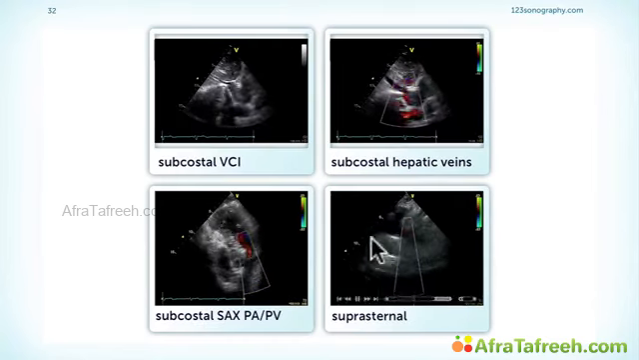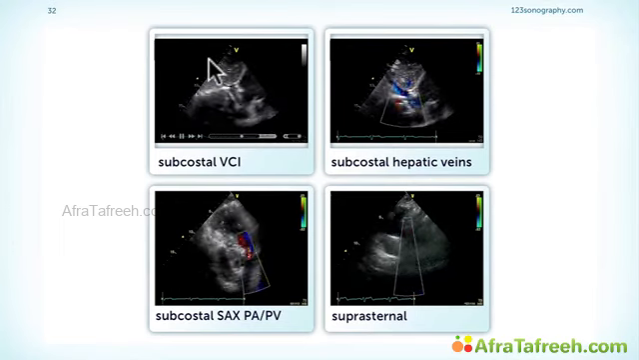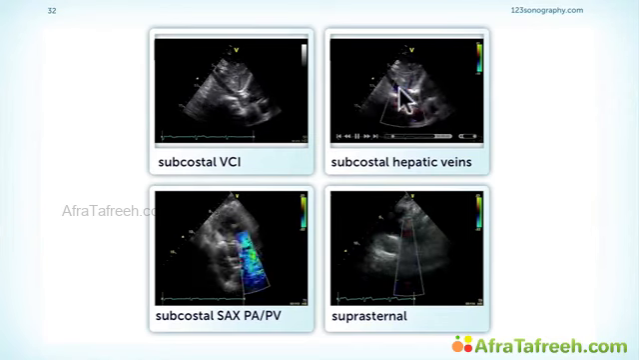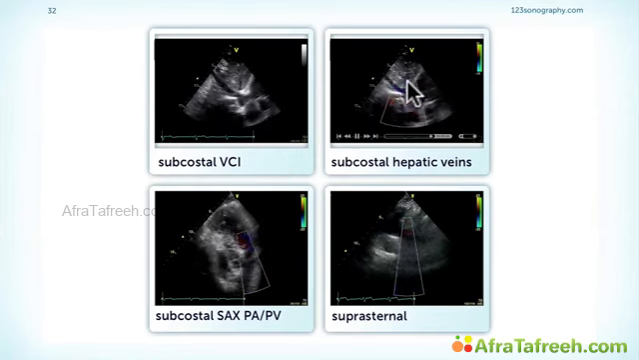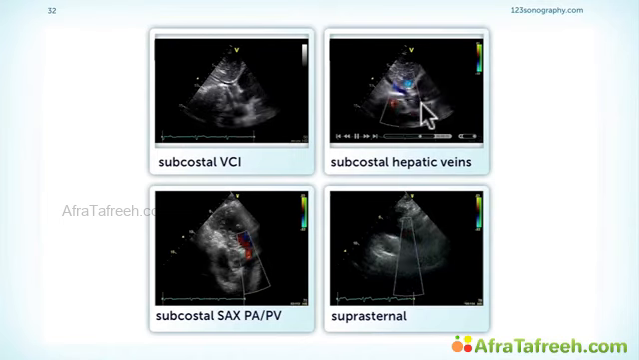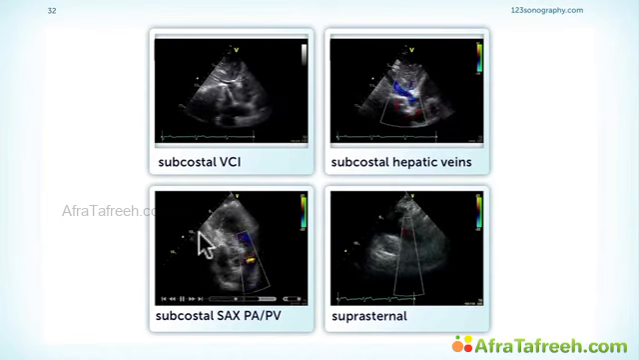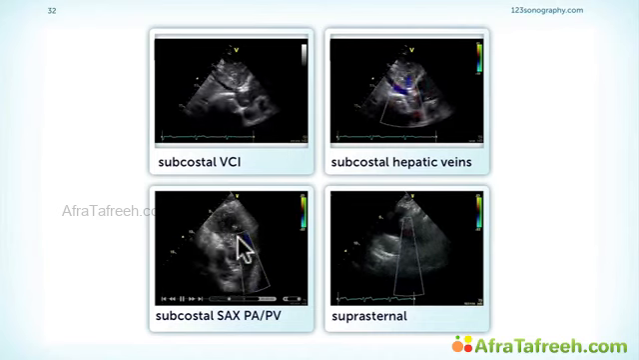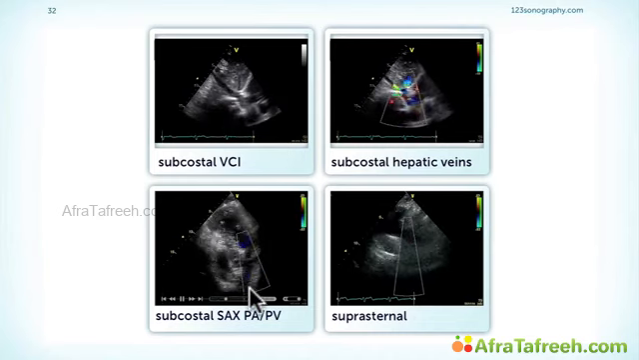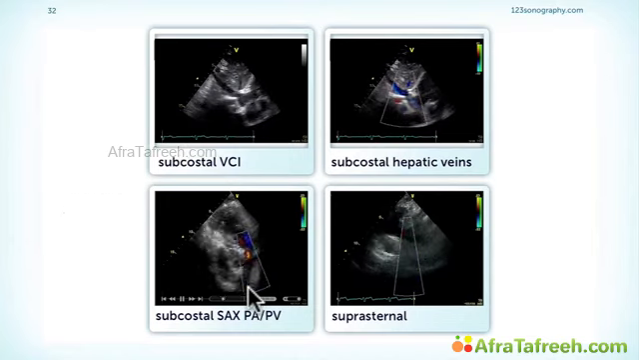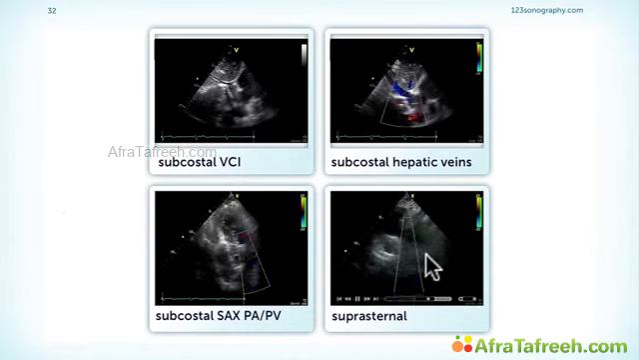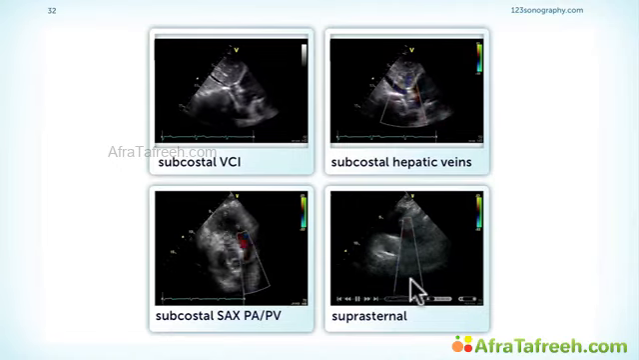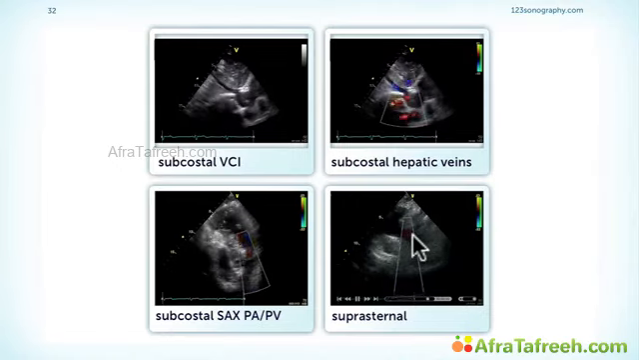Some more examples. This is a subcostal view of the vena cava, where you can use the color to assess the retrograde flow, for example, into the hepatic veins and normal inflow into the right atrium. This is a subcostal short axis view where you can, similarly as with the parasternal view of the pulmonic valve, look at regurgitation and turbulent flow, and a suprasternal view looking at the flow in the descending aorta to see if you have retrograde flow or not.